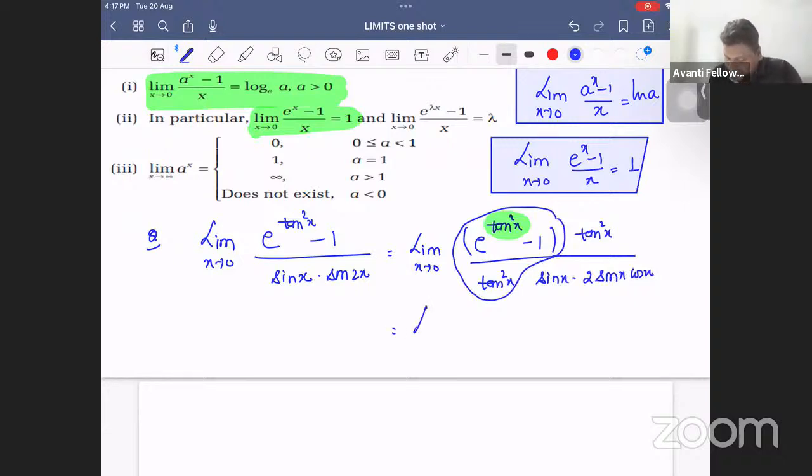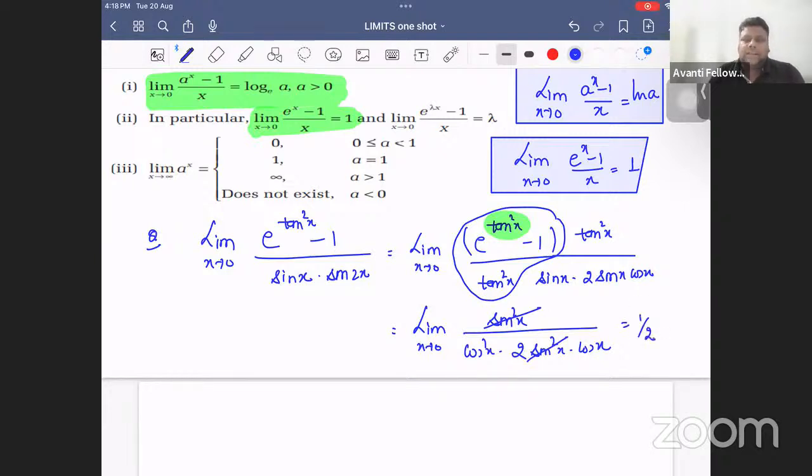So what we are left with? Limit x approaches 0. This tan square x can be written as sin square x upon cos square x, into 2 sin square x into cos x. These two are cancelled. If you place x equals 0, we get the answer as 1 by 2. All right.